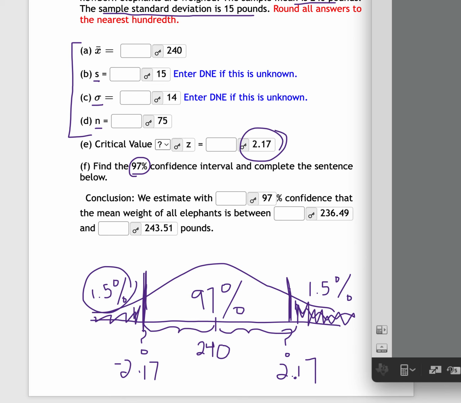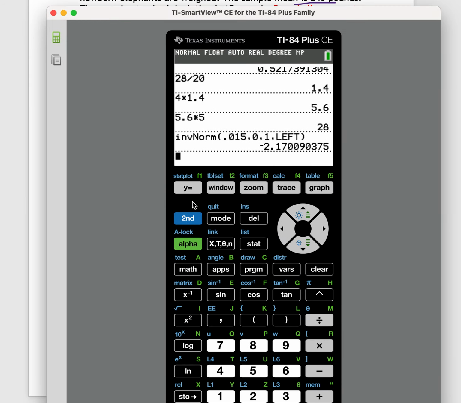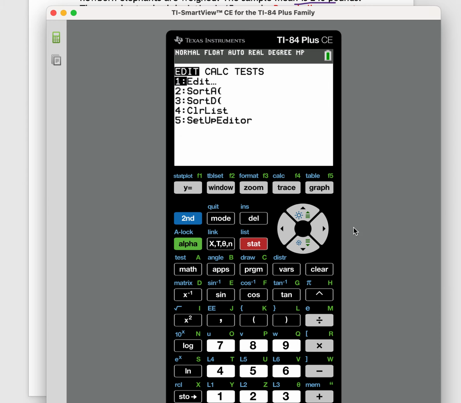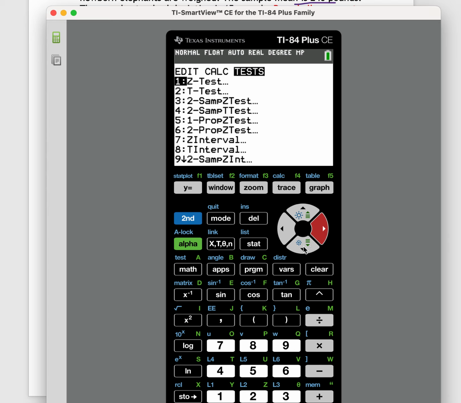Now, to find our confidence interval, that's this last part right here, we are going to go to Stat, over to Tests, and I'm going to go down and find Z-interval. I'm using Z-interval because we're doing means. We're looking for an interval for the population mean, and we also know what the population standard deviation is. So when that's the case, we use Z-interval.